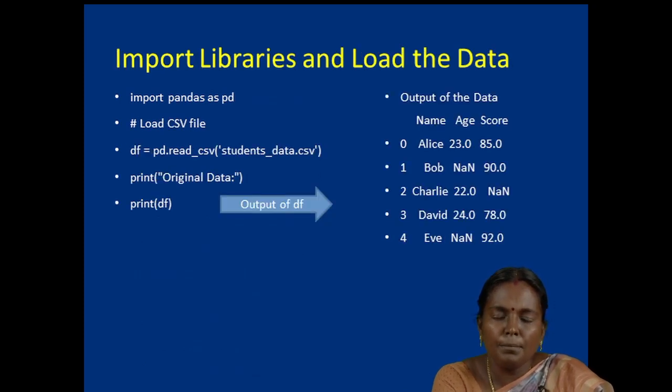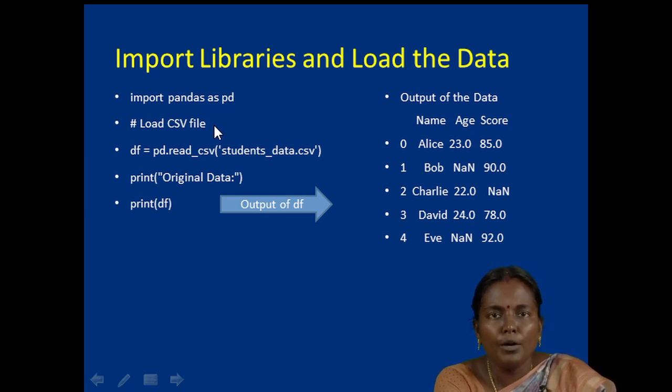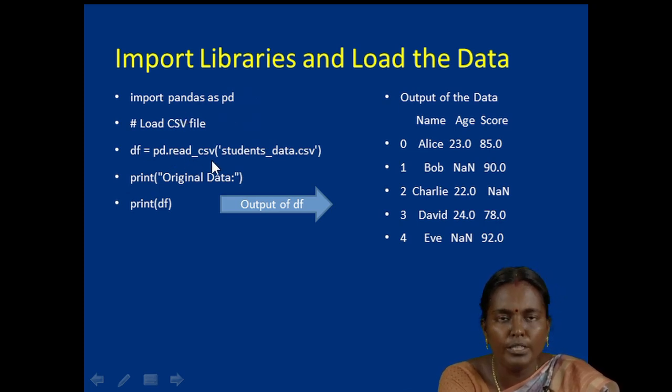So the first step for handling the data is to import the necessary libraries and load the data. Here Pandas is the main library, because when I am bringing a CSV file into a Python environment, I have to load that CSV file into a data frame, which is available in the Pandas library. So here I have used import pandas as pd. Hereafter I will use pd as my alias name for Pandas. The next step is to load the data.